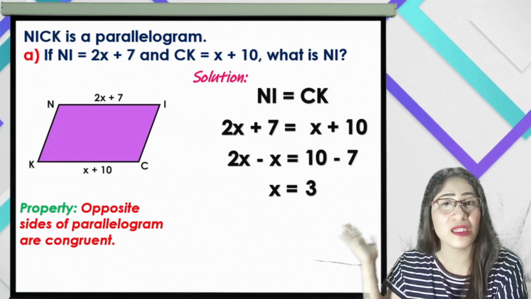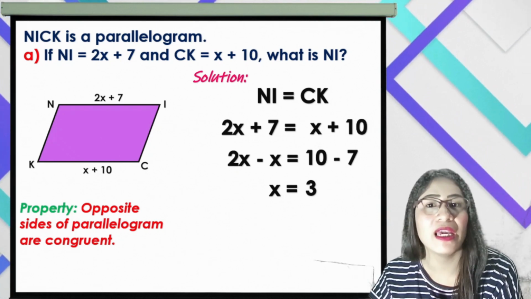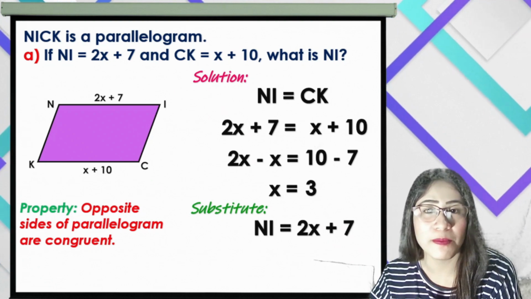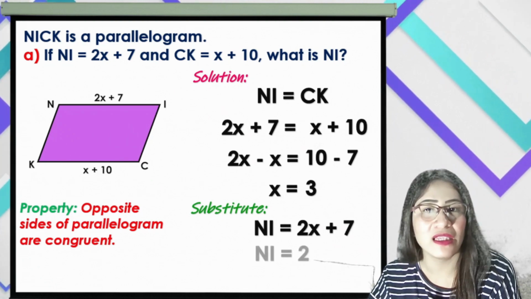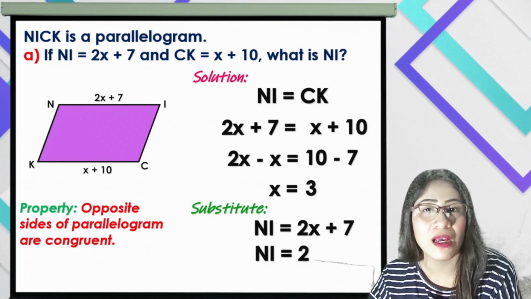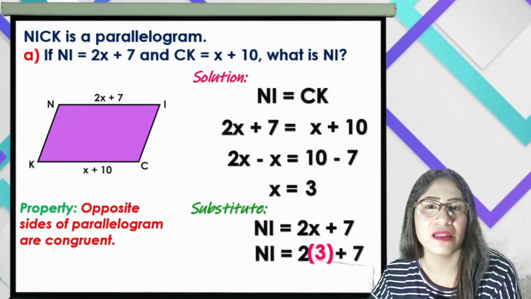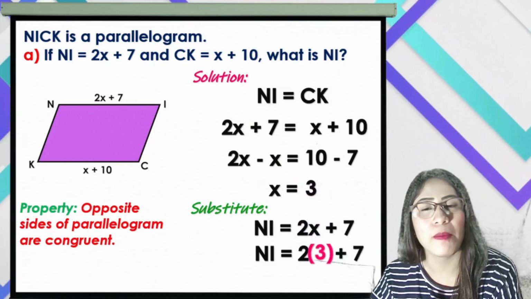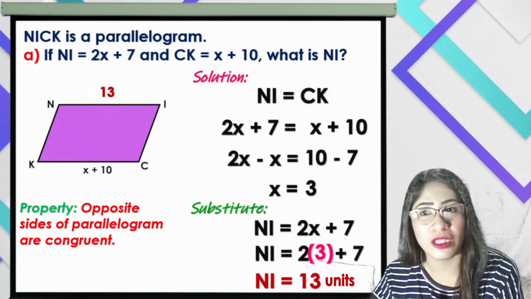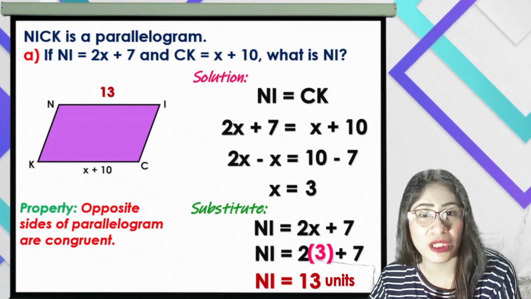Ngayon, si x, isa-substitute natin sa measurement ni NI, which is 2x plus 7. So, magkakaroon tayo ng NI is equal to 2 times the value of x, which is 3, plus 7. 2 times 3 is 6, plus 7 is 13. So, the measurement of NI is 13.